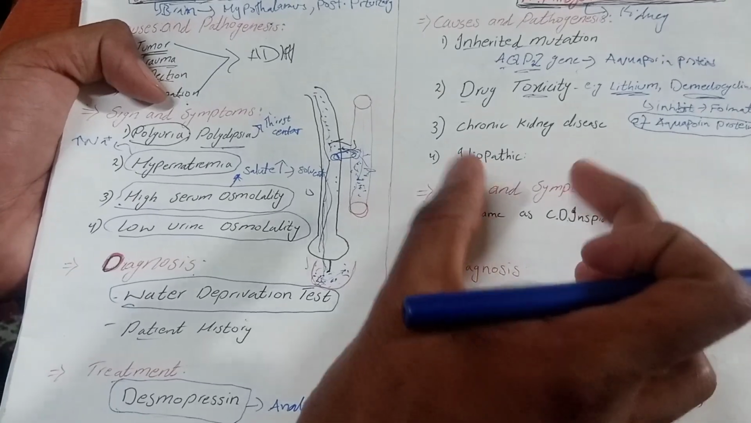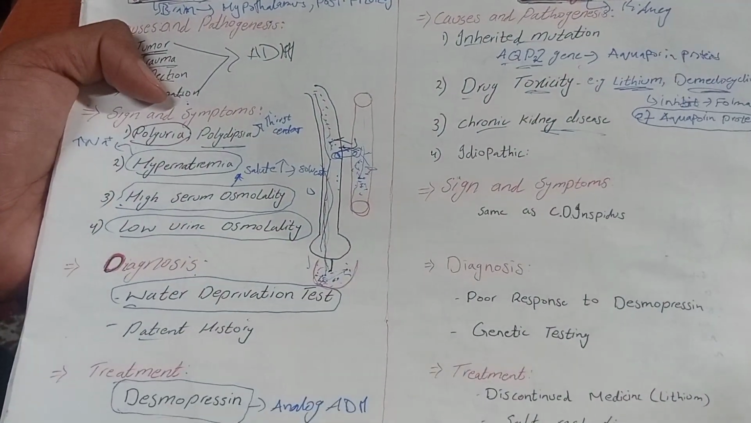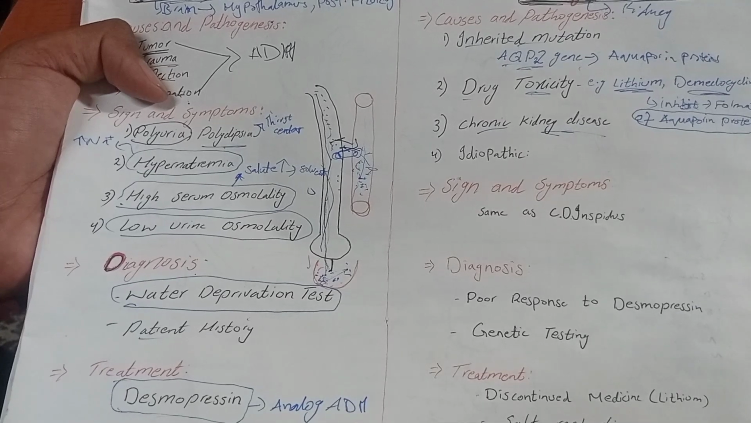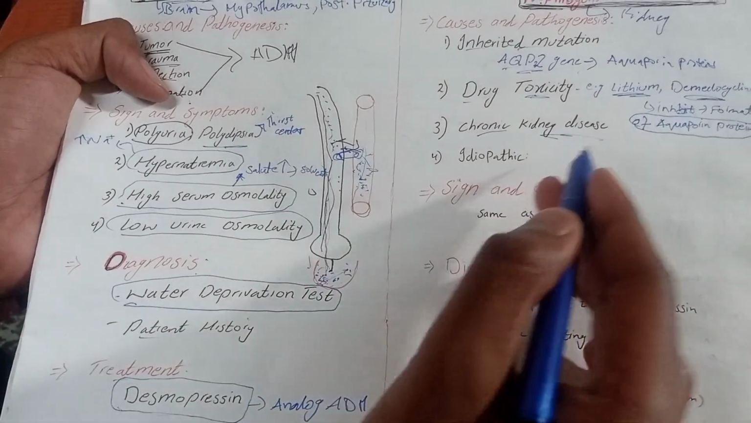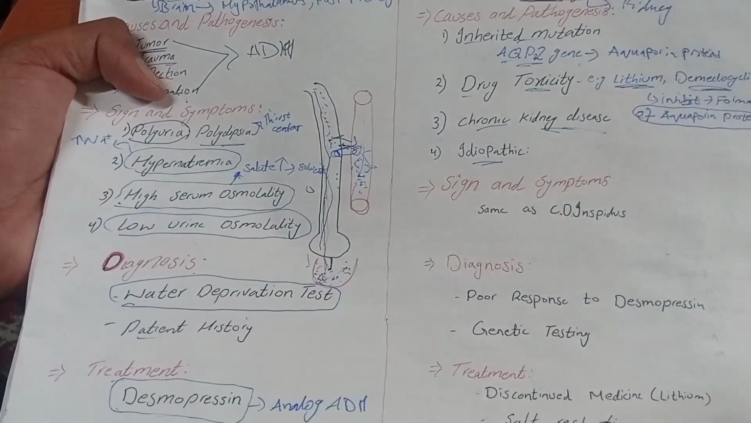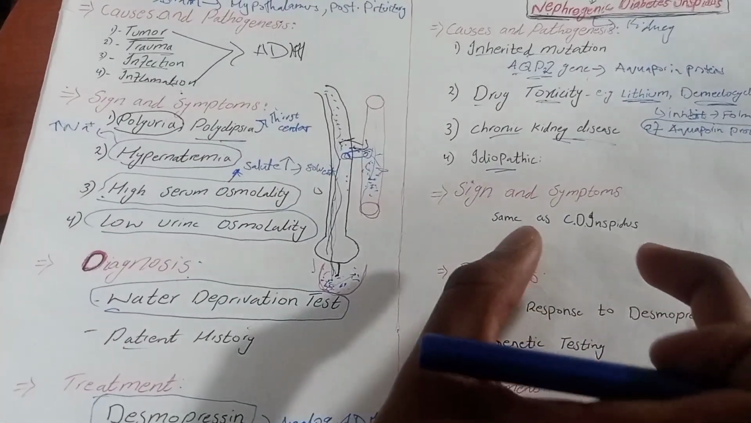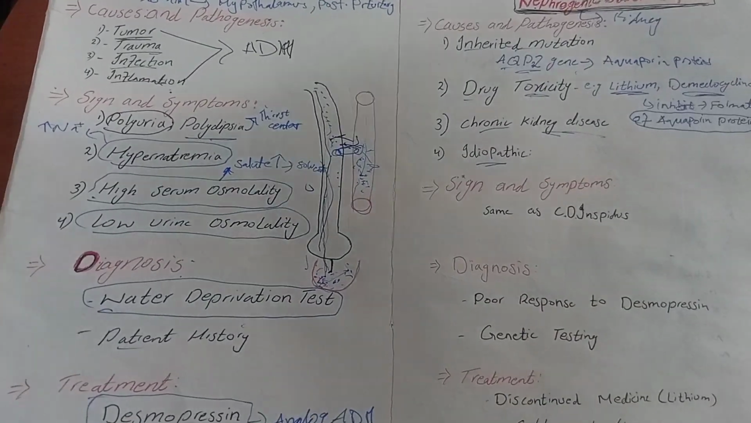Okay. Then the third most common cause is chronic kidney disease. The patient may have chronic kidney disease. Due to chronic kidney disease, a problem with receptors occurs, or maybe it's an idiopathic disease. Idiopathic cause, which we don't know, which is under investigation.